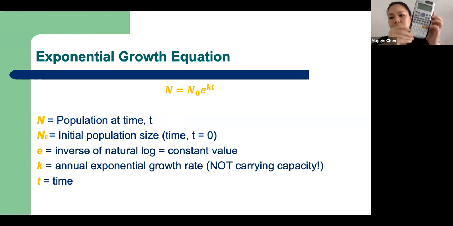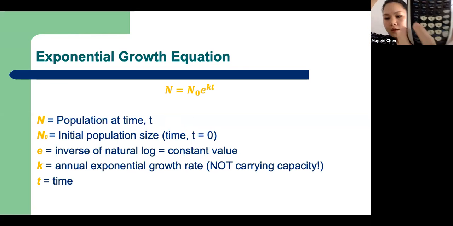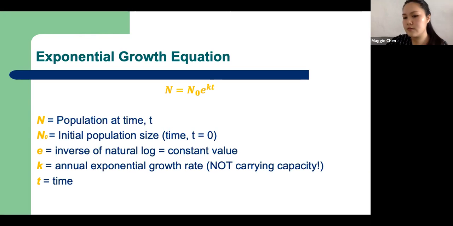If you have a scientific calculator, it's going to look like the inverse of natural log here. If you have a graphing calculator, it's going to look like the inverse of natural log on this side. If you don't have either, there are online calculators that we can use, and I will be sharing that link. Things like Desmos, an online calculator that you can use. But e is just the inverse of natural log, a set number that you plug into your calculator, and it's a constant value.